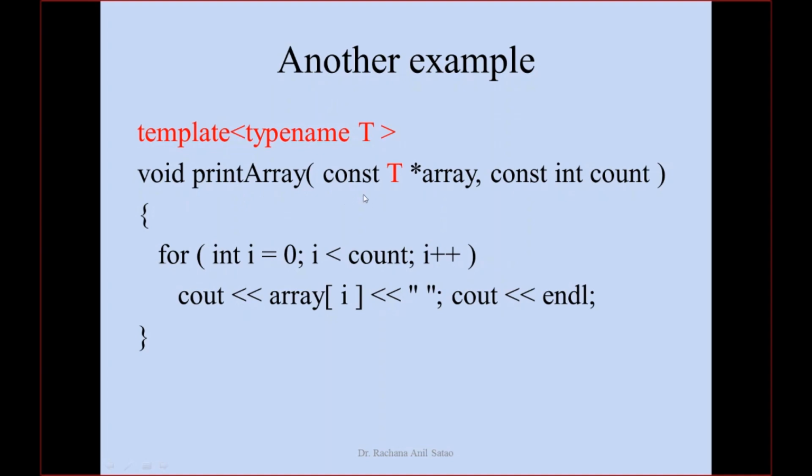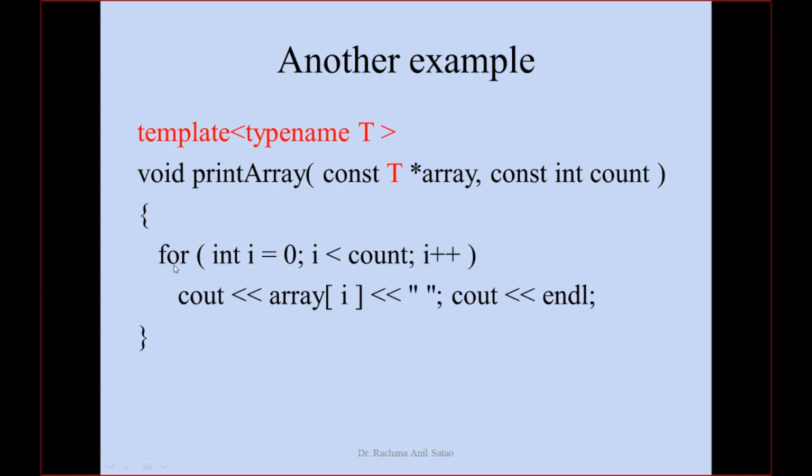So here I am using the const keyword. We all know what the use of the const keyword is. I want to maintain the value of that array, or whatever variable is passed to this function, as a constant. It should not change. So here it is const T. The type of the array is not mentioned. It is generic. But the type of count is fixed, that is integer, because count is always an integer.